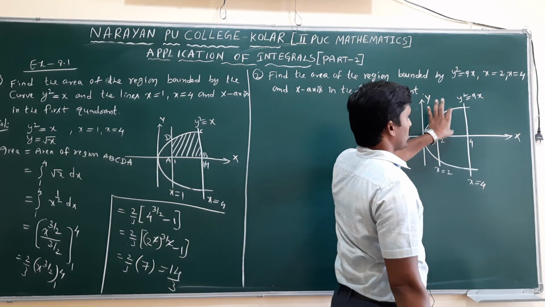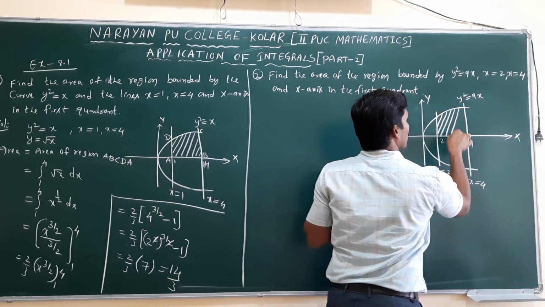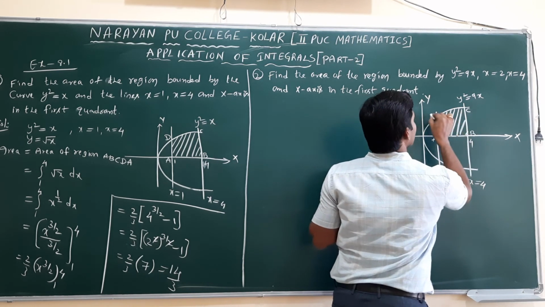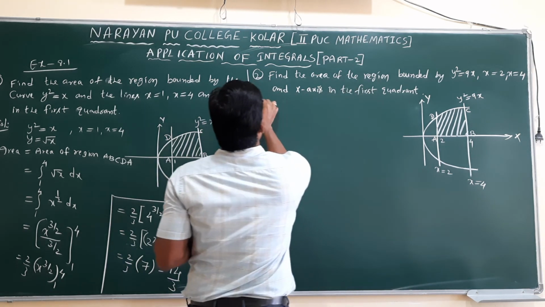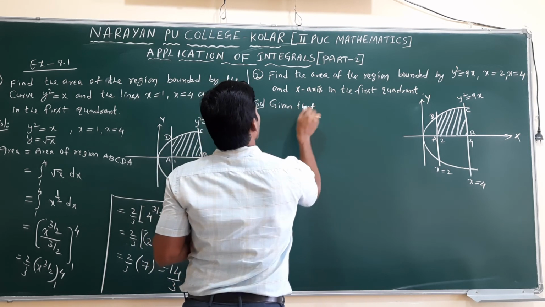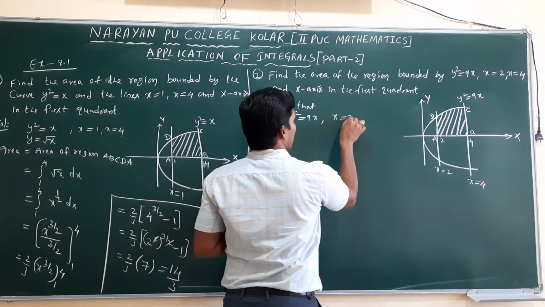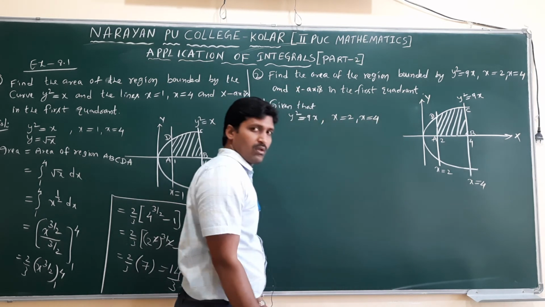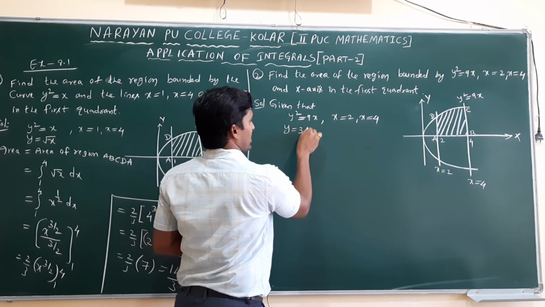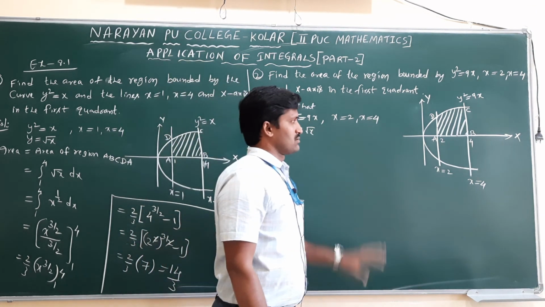We need only the first quadrant region. That's why I am shading this region. Only this is the required area we need to find. Represent the points A, B, C, D. Same method. The given parabola is y square equal to 9x. The limits given are x value 2 and x value 4. Now we need y completely in terms of x. Apply root: root 9 is 3, so y is 3 root x, because we are doing with respect to x.